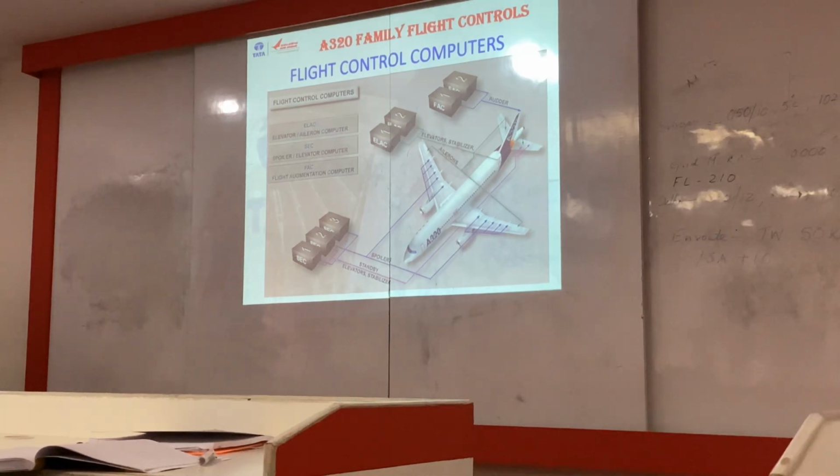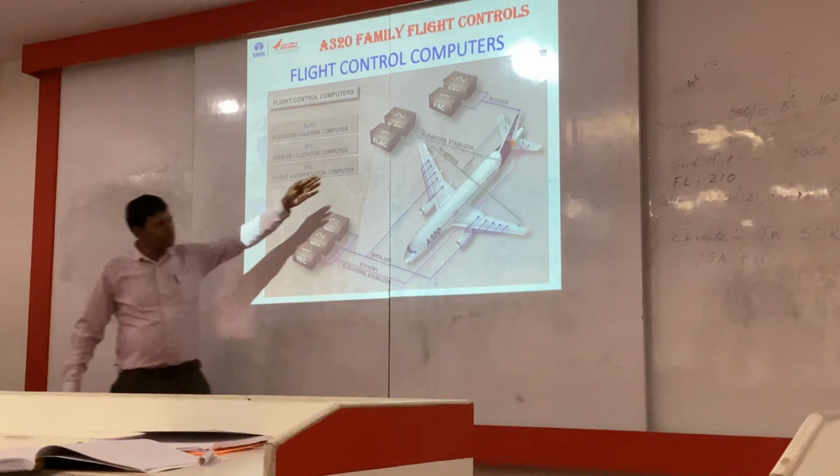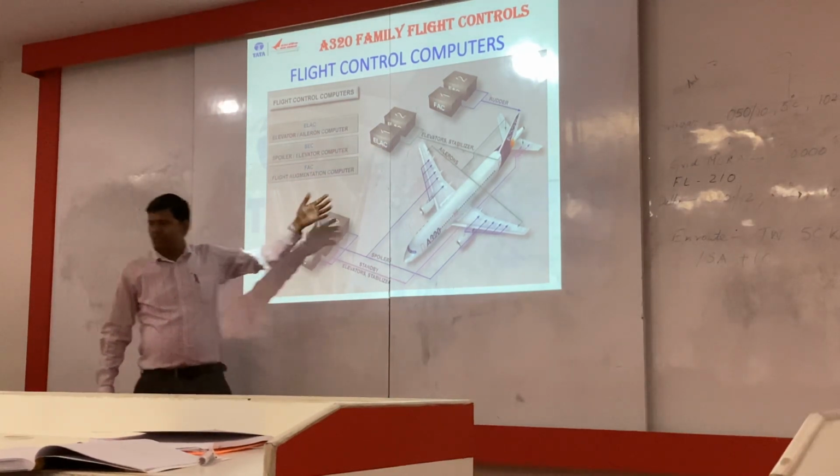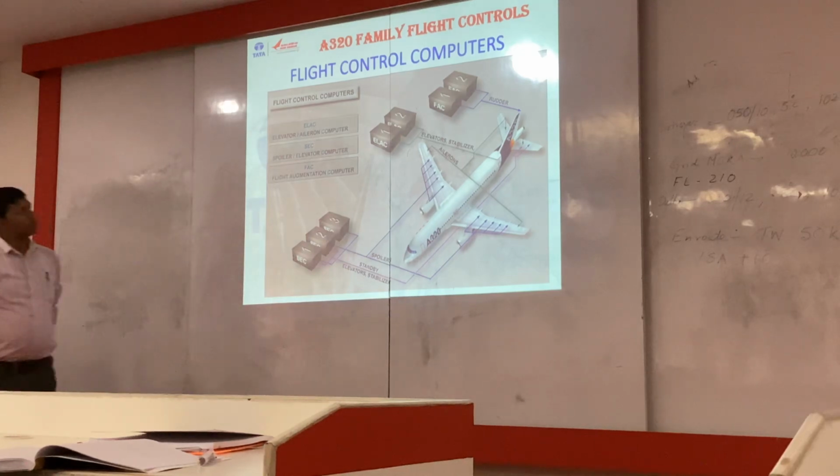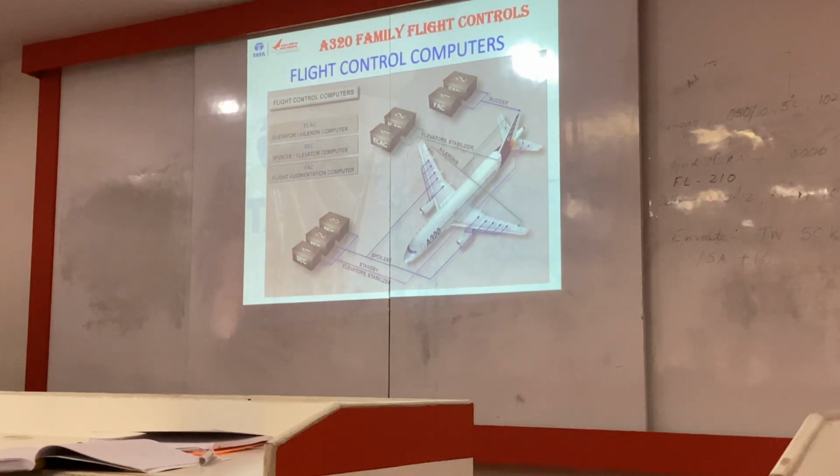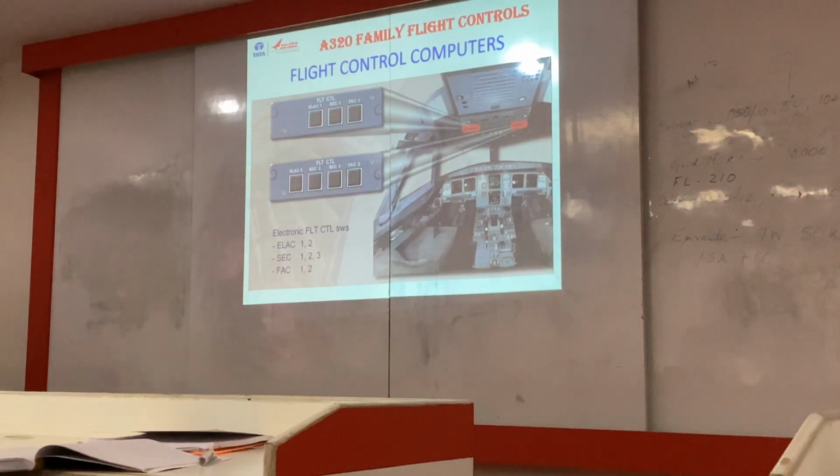Then the computers. There are a total of 7: 2 ELACs, 3 SECs, 2 FACs. ELAC is elevator aileron computer, SEC is spoiler elevator computer. In the cockpit, you can see the panel overhead, with all this information, on the left side and the right side.